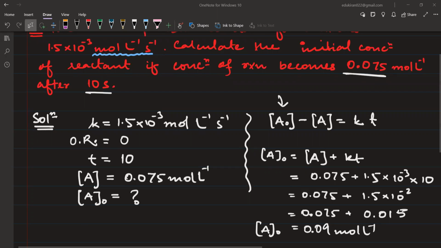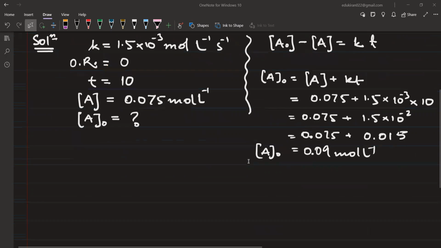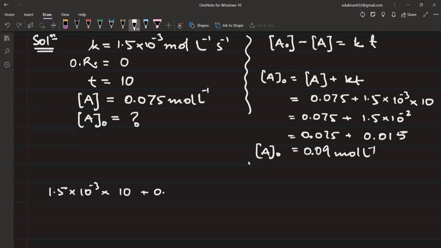Hishma, how have you done this? Can you tell me? Hishma? Yes, sir. You have written like this. Correct? After that, you have written it right? After that, how did you directly write this? 1.575. Doesn't make sense, no?